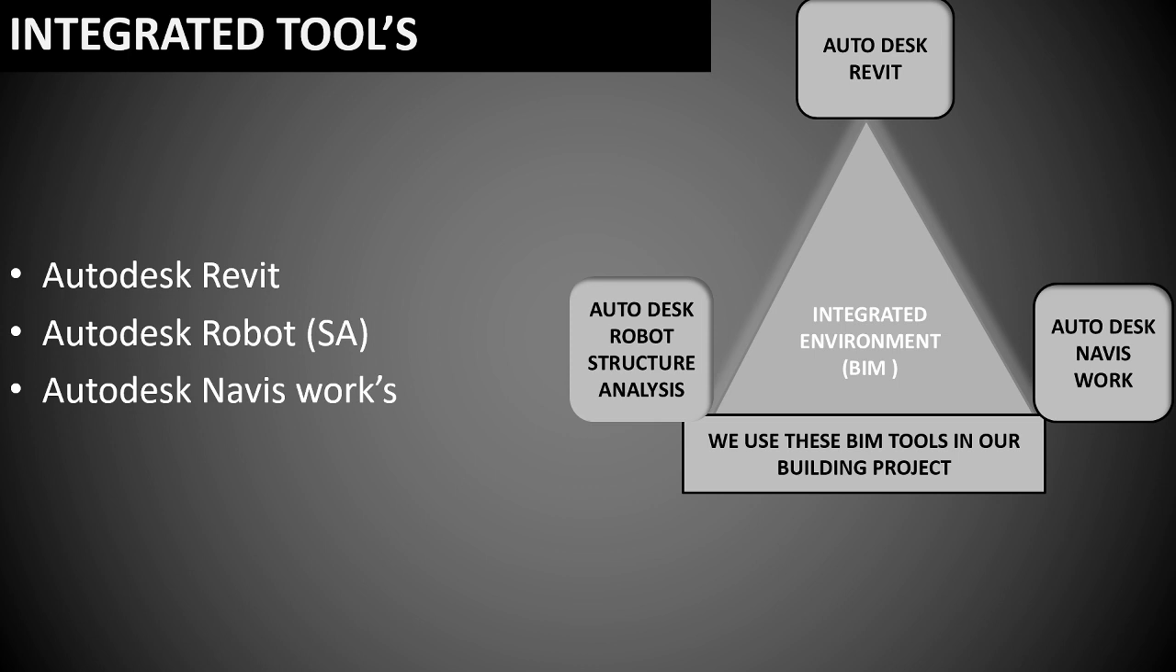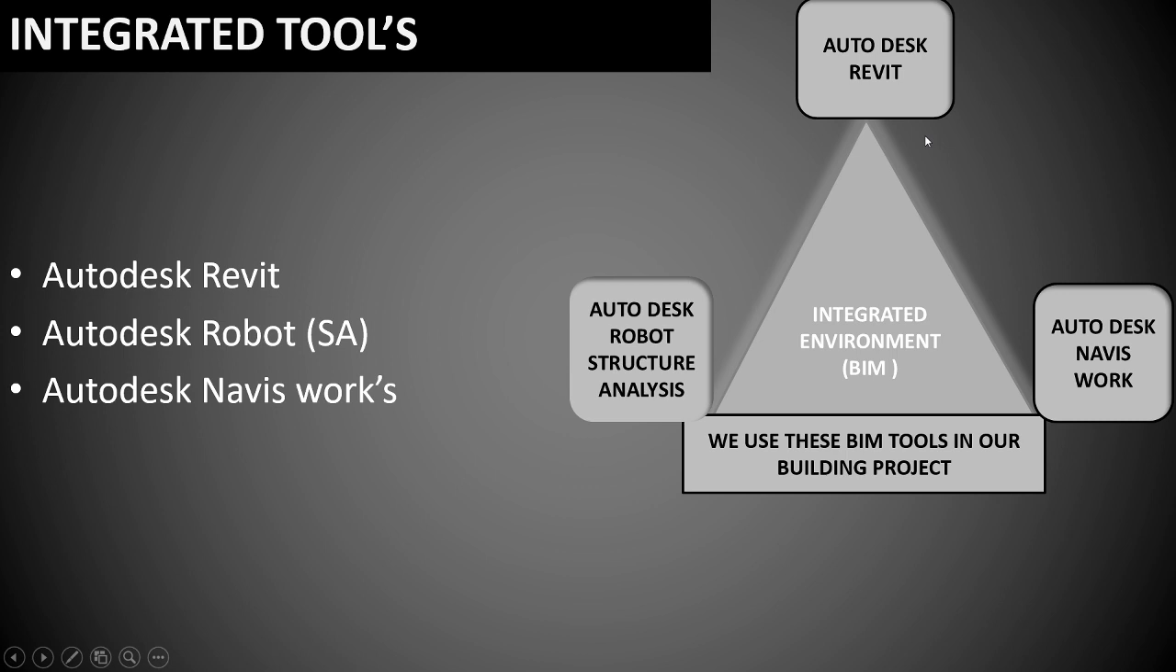So now, what is building information modeling? Building information modeling is a set of integrated tools. I will explain this with the help of an example. Suppose there is a facility and we want to model this facility. So we will need a tool, and that tool should be a design creation tool, and that design creation tool is Autodesk Revit.